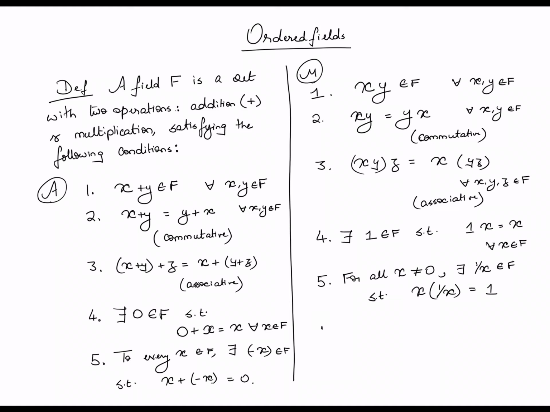And finally, there is one property which in fact relates addition and multiplication, and that is the distributive property. That's why I have written D here. And that distributive property is as follows: x times (y plus z), right? So the multiplication between x and the sum of y and z should in fact be xy plus xz.